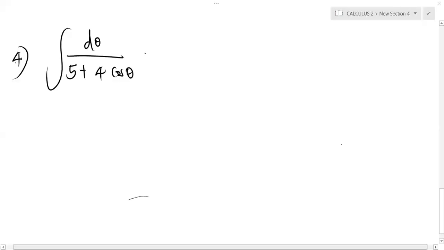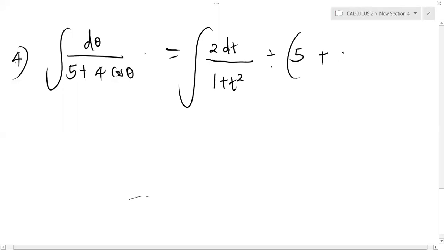So I am going to replace the values of d theta and cos theta. From whatever we already wrote, we know that d theta is equal to 2 dt, all this divided by 1 plus t squared, and this is divided by 5 plus 4 cos theta. And cos theta in terms of t is 1 minus t squared, all this divided by 1 plus t squared. Okay, fine. So I would like us to simplify that.